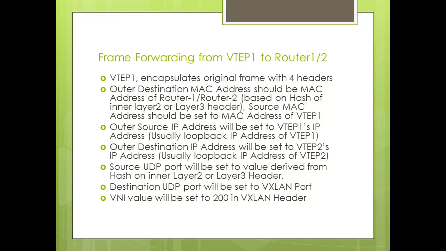VTEP1 encapsulates the original frame with 4 headers. The outer destination MAC address should be the MAC address of router 1 or router 2 based on a hash of the inner layer 2 or layer 3 header. The source MAC address should be set to the MAC address of VTEP1. The outer source IP address will be set to VTEP1's IP address, usually the loopback IP address of VTEP1. The outer destination IP address will be set to VTEP2's IP address, usually the loopback IP address of VTEP2. The source UDP port will be set to a value derived from a hash of the inner layer 2 or layer 3 header. The destination UDP port will be set to the VXLAN port, and the VNI value will be set to 200 in the VXLAN header.